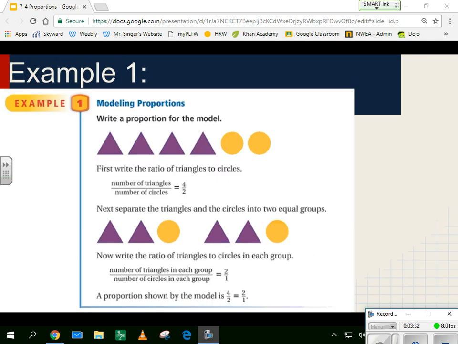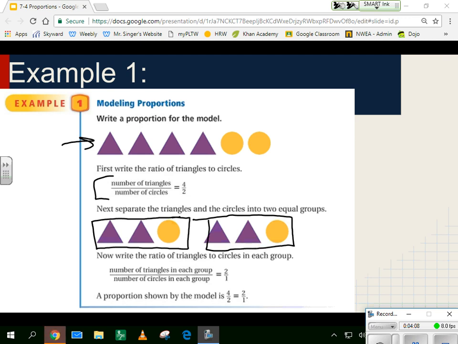So here's our first example of looking at a proportion. So here, if you look at the top, if we model it, this is a ratio. Just looking at this part, this is a ratio. 1, 2, 3, 4. 4 triangles to 2 circles. Okay? So that is perfectly fine as a ratio, but the next step is if we could separate these into equal groups. So if we were able to separate them in equal groups, the other way we can separate it is 2 triangles to 1 circle, 2 triangles to 1 circle. We're able to make even groups.